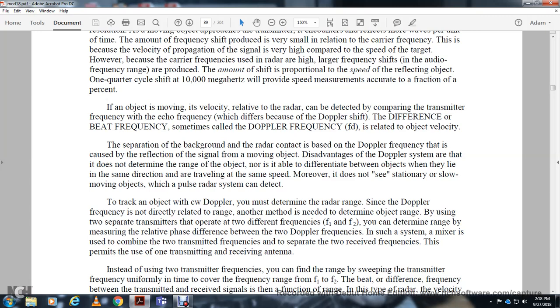The disadvantage of the Doppler shift is that it does not determine the range of the object, nor is it able to differentiate between objects when they lie in the same direction or are traveling at the same speed. Moreover, it does not detect stationary or slowly moving objects. The pulse radar system can detect them.